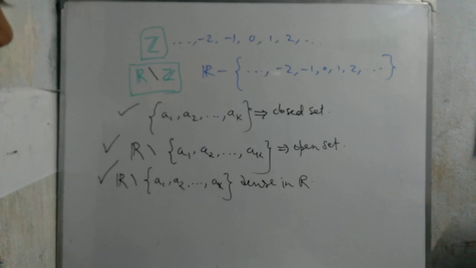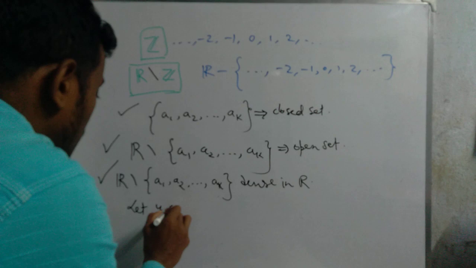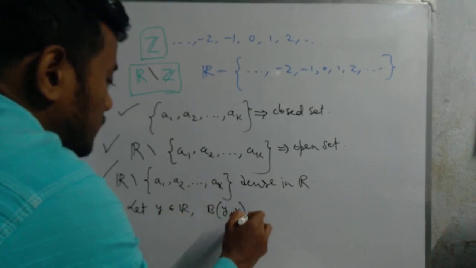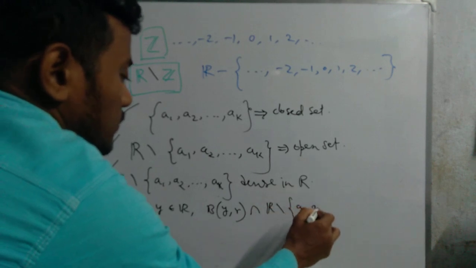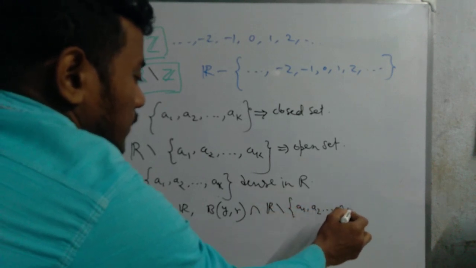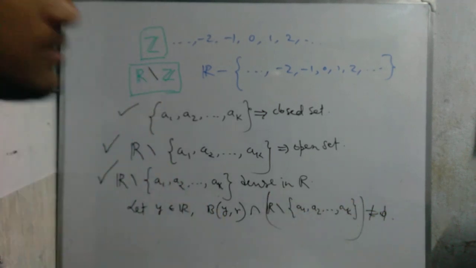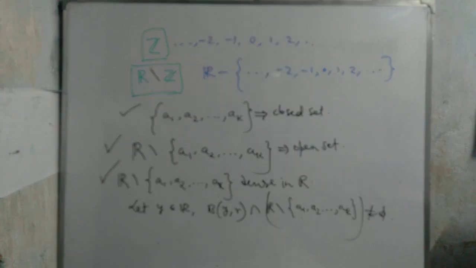If we take y belongs to R, then obviously the ball B(y, R) with R greater than 0 has non-empty intersection with R difference this finite set. No problem at all. I think all are understood.